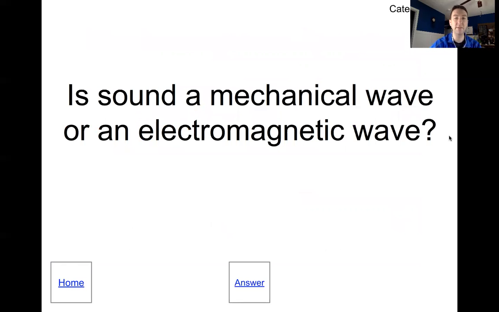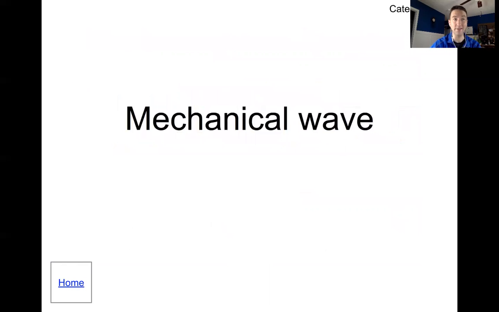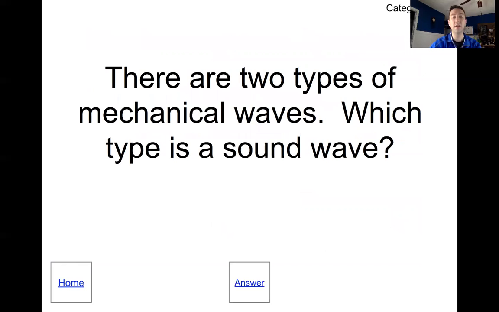All right, moving on. Is sound a mechanical wave or an electromagnetic wave? Sound cannot travel in a vacuum, therefore it is a mechanical wave. Good deal. There are two types of mechanical waves. Which type is a sound wave?